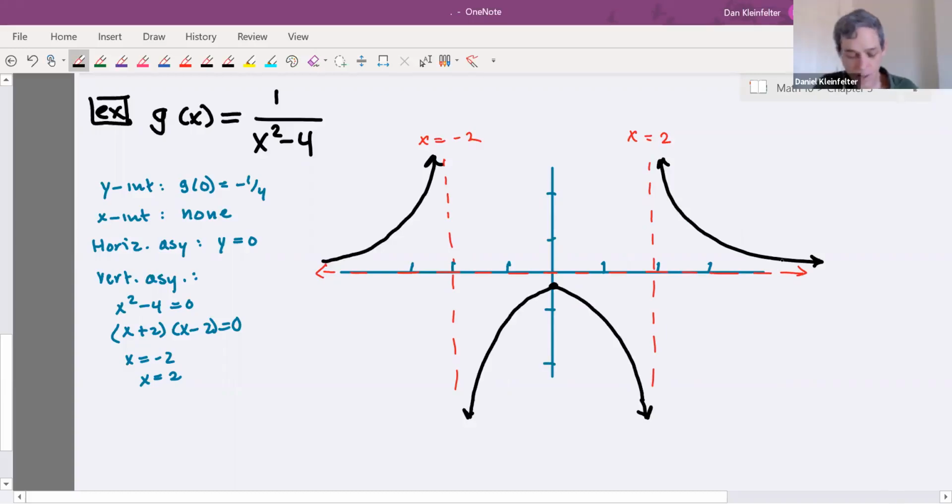Okay. All right. So that does it for this graph, and that does it for this video. In the next video, we'll have more examples of rational functions to play with.